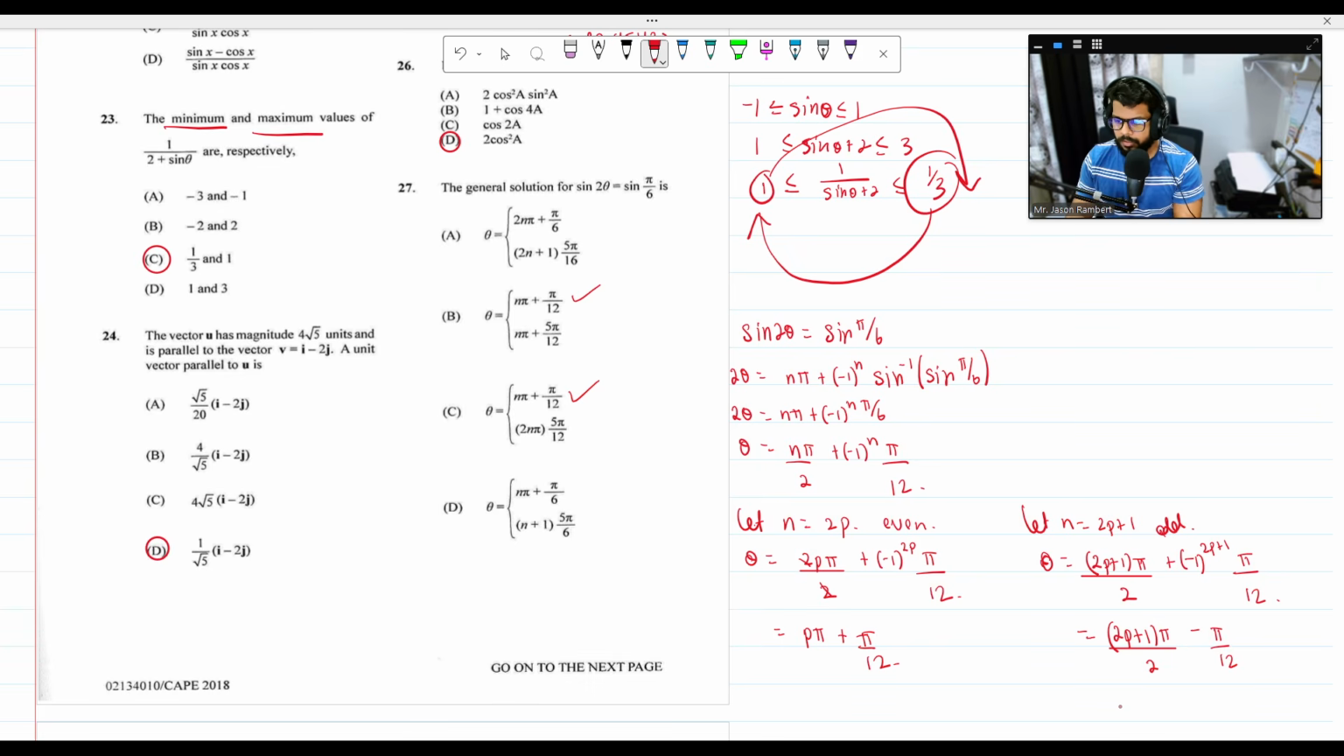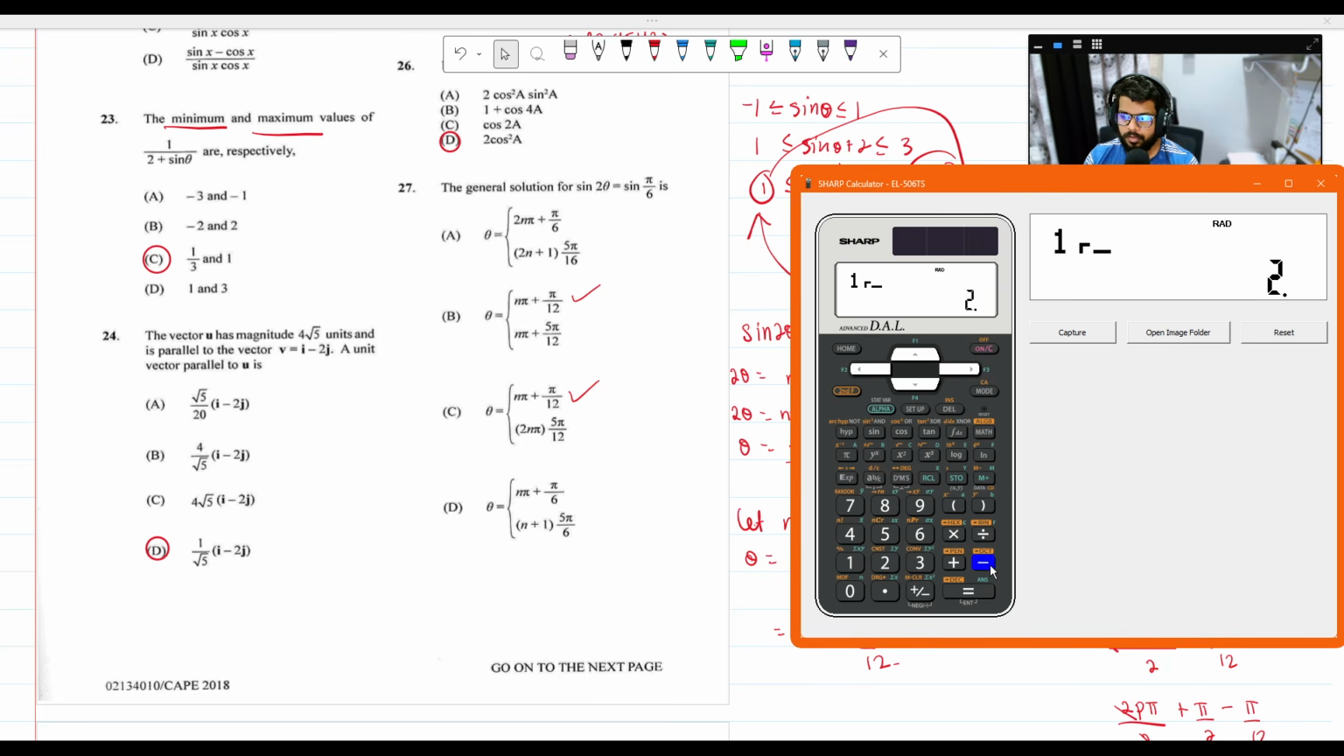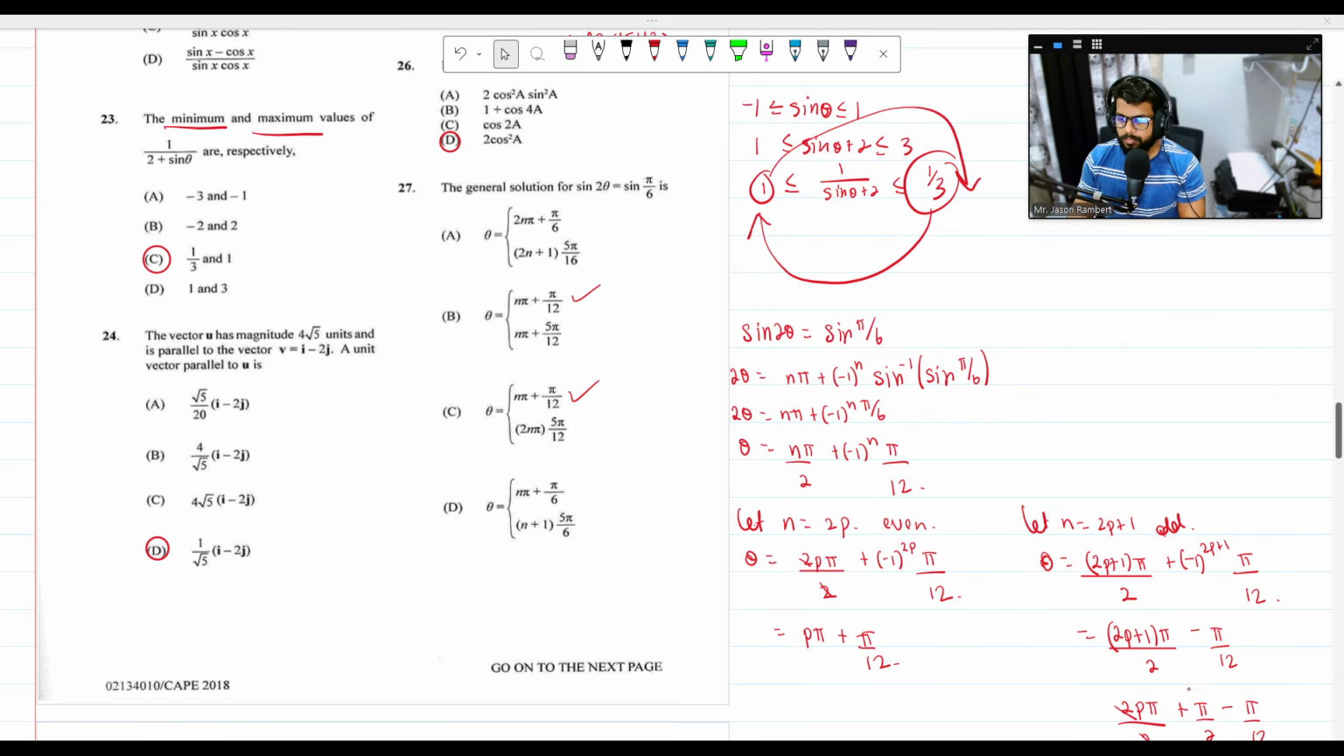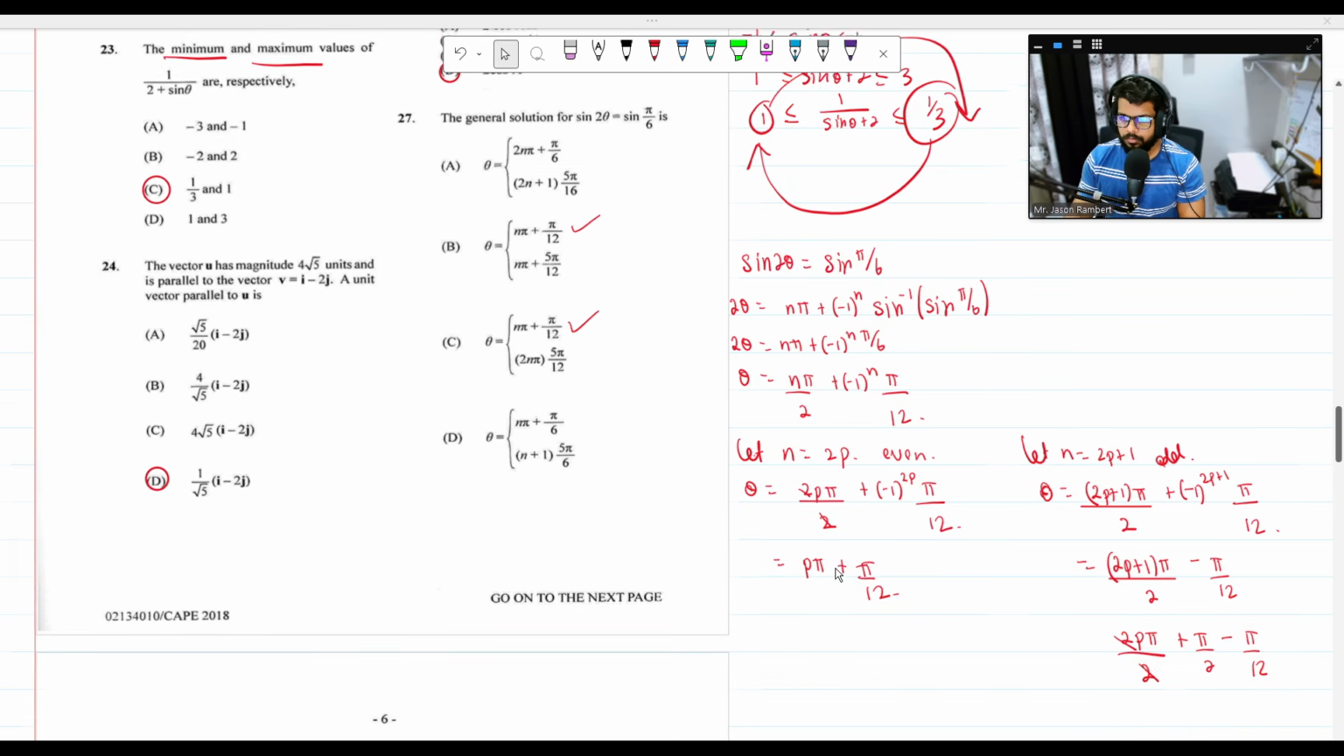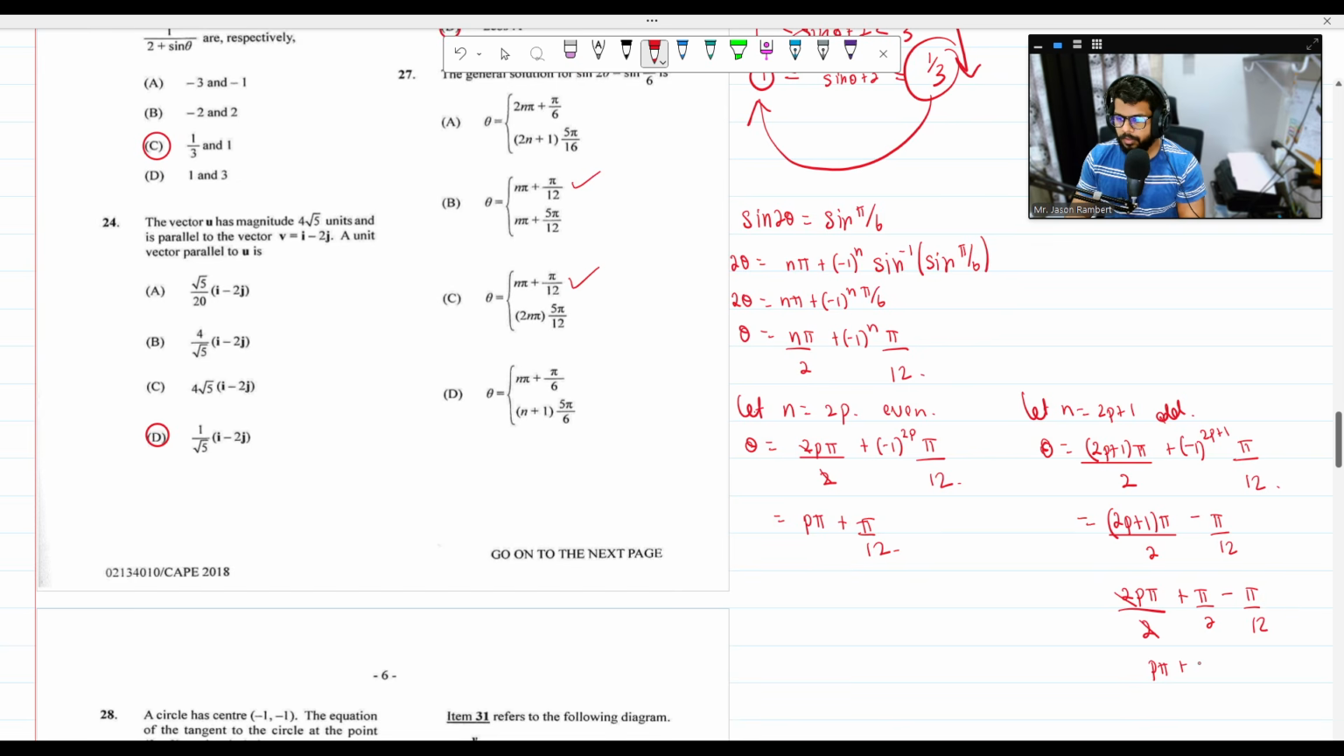So let me see. Let me expand it out. We're going to get 2p pi over 2 plus pi over 2 minus pi over 12. So I'm going to get p pi or n pi, a half take away 1/12, and hopefully I'll catch on to this. A half take away 1/12 is 5/12 pi. So we're going to have p pi plus 5 pi on 12 or n pi plus 5 pi on 12. So the answer is B.